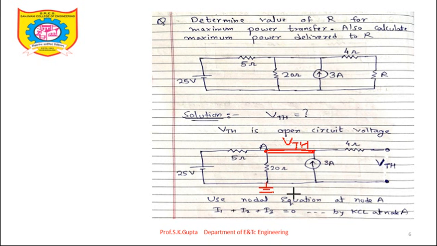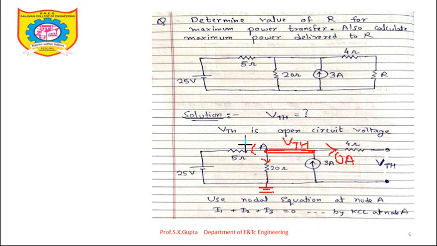Now to determine VTH, I will use the nodal equation. I will assume that this node A is at higher potential. Higher potential means all currents are leaving currents. So this is one leaving current, this is second leaving current, and this current is also leaving, but it is opposite to the minus 3 ampere, and this current is 0 ampere because of open circuit. Let us say this is I1, I2, and this one is I3. So by KCL, I1 plus I2 plus I3 equal to 0.